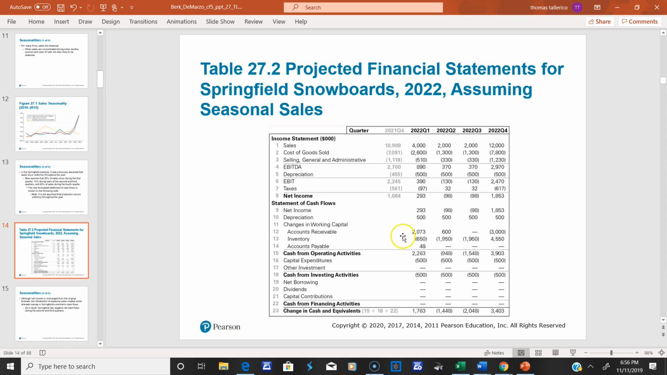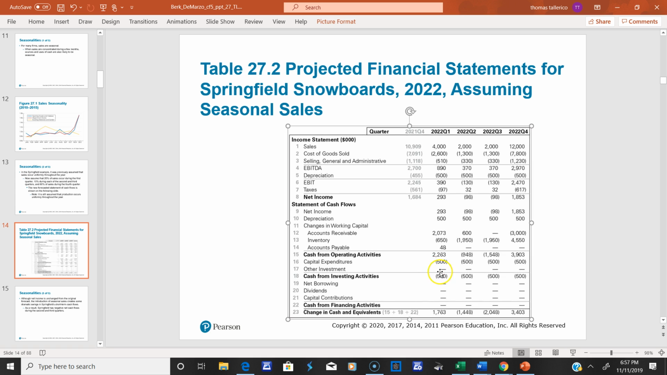Okay. And you can see changes in working capital now are varying, right? There's all kinds of different changes in working capital here. Here's the accounts receivable, and here's the accounts payable. So here's the cash from operating activities, which is reflected up here. And here is the cash from the investment activities. I keep dragging that. Sorry about that. And here is the cash from the financing activities.